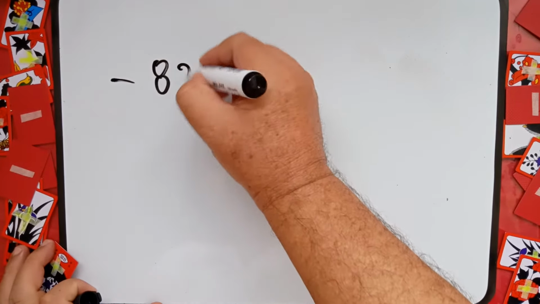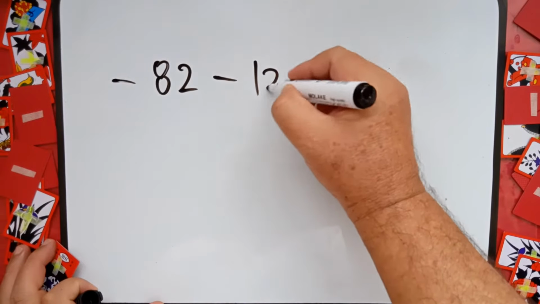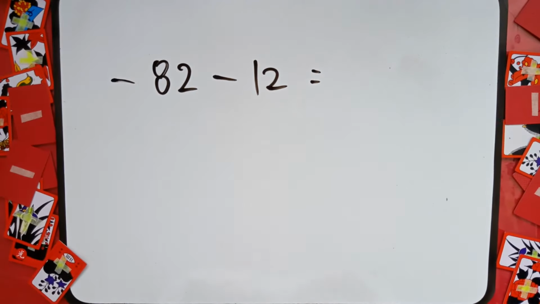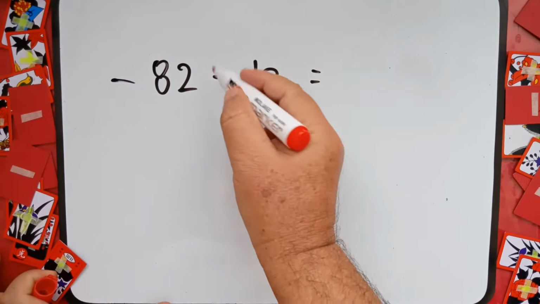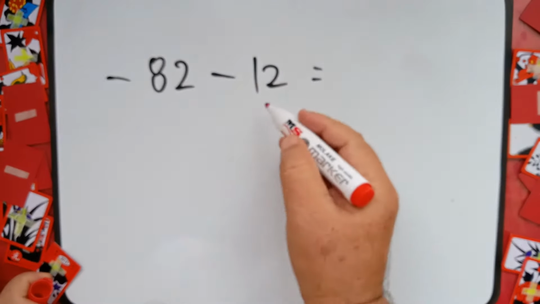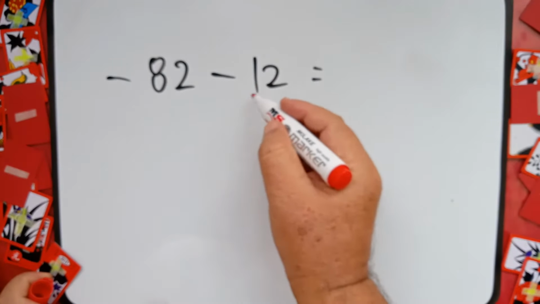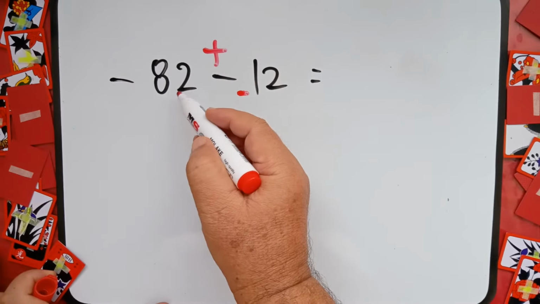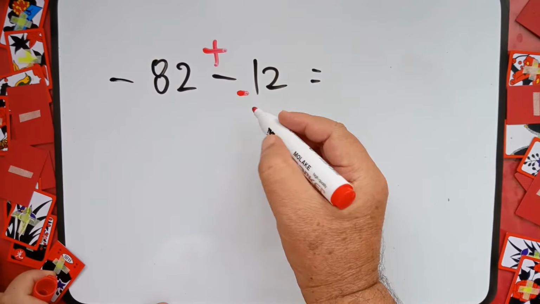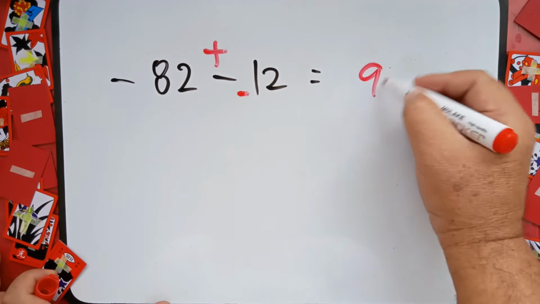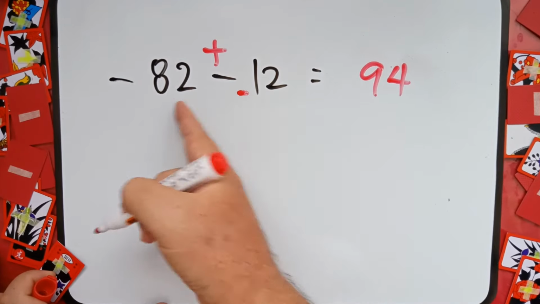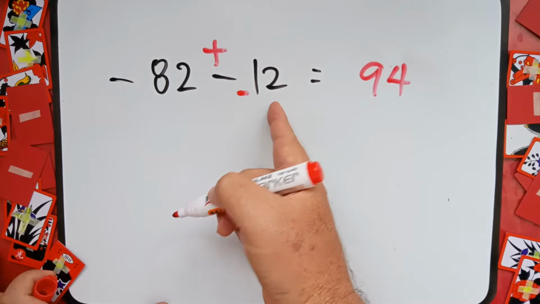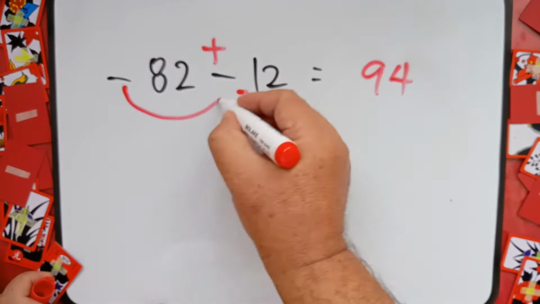Negative 82 minus 12. Okay. 82, your minuend is negative. Your subtrahend is positive. Remember, again, this is your operational sign. Change the sign of the subtrahend. This positive 12 will become negative, then change to addition. Negative 82 plus negative 12. So, the answer is, add the absolute value, 94, and then copy the common sign, negative.